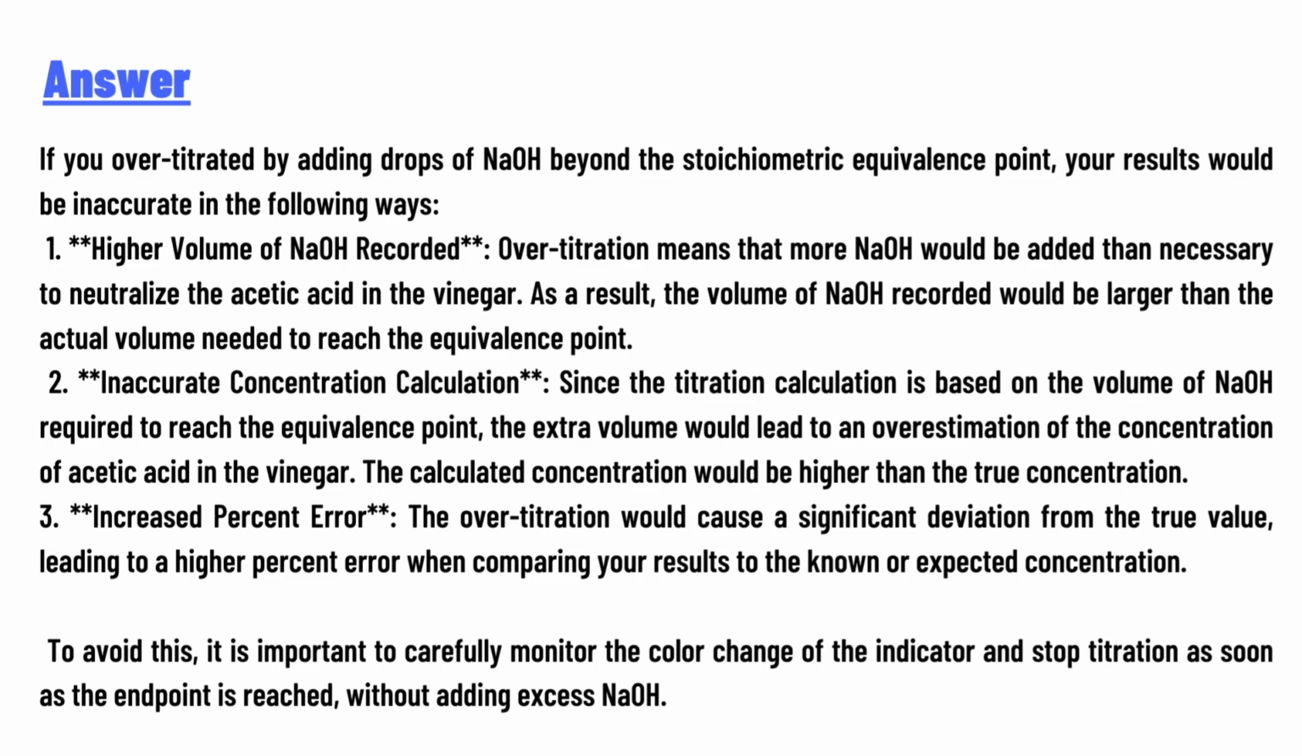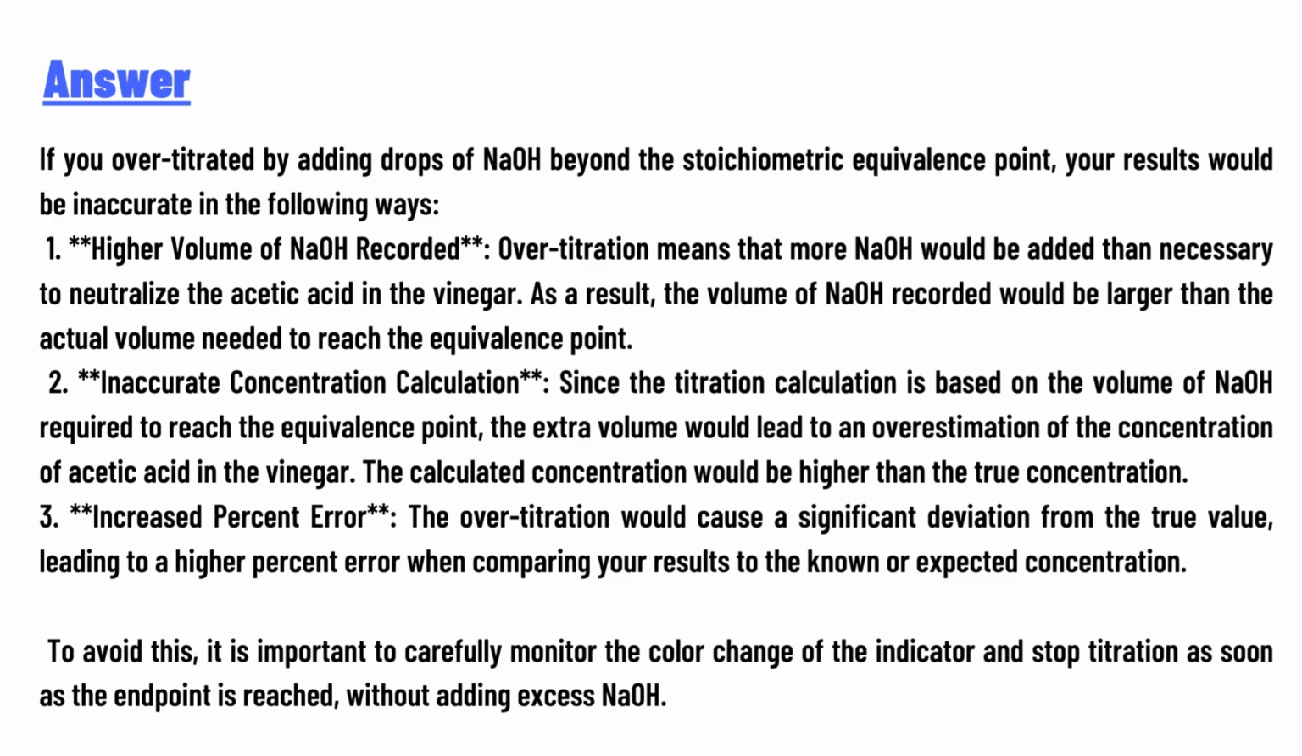As a result, the volume of NaOH recorded would be larger than the actual volume needed to reach the equivalence point. 2. Inaccurate concentration calculation. Since the titration calculation is based on the volume of NaOH required to reach the equivalence point, the extra volume would lead to an overestimation of the concentration of acetic acid in the vinegar. The calculated concentration would be higher than the true concentration.